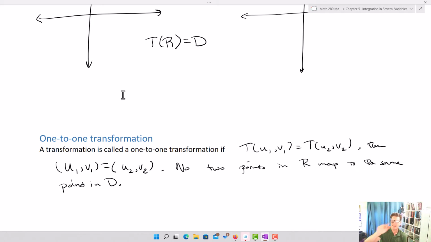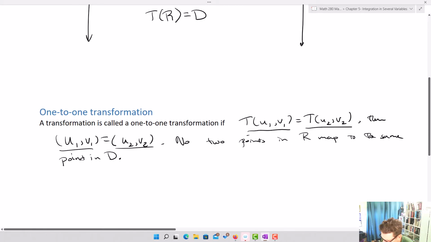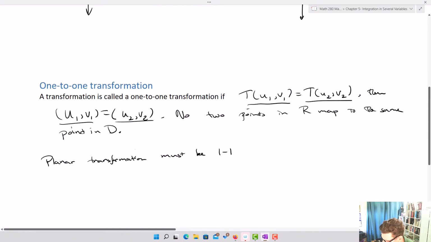If we can take two points and transform them, and they end up equaling each other, that means that they actually are the same point, all right? Logically speaking, it makes sense. It's like the only thing that maps to T of u1, v1 is u1, v1, okay? And that's kind of the idea that we're going to work with. We need for our planar transformation to be one-to-one. So planar transformations must be one-to-one. So that's the first thing.